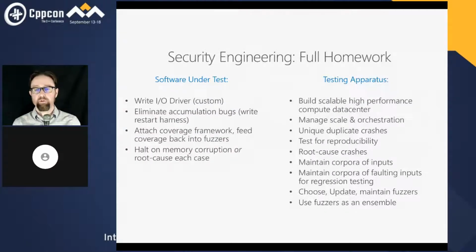So what we're looking at here is a set of homework, not just homework for the software under test, but homework for the testing apparatus. Security engineering teams are tasked with building high performance compute, root causing crashes, testing every single input for reproducibility, uniquing crashes and figuring out whether all these crashes fall under one bug or different bugs. And then there's the whole job of fuzzer selection, corpora updates, the rest.